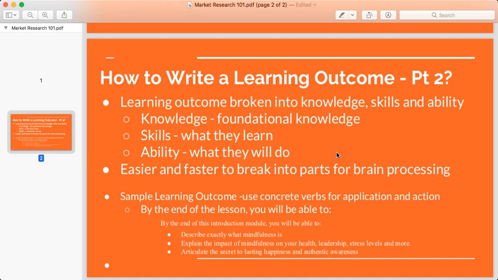So this is just sort of an overview of how to write a learning outcome. I'll go into the next video into more of how this looks in terms of knowledge, skills, and ability, and how you would approach this for your online course.